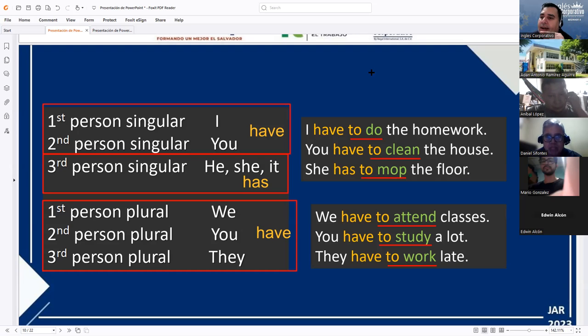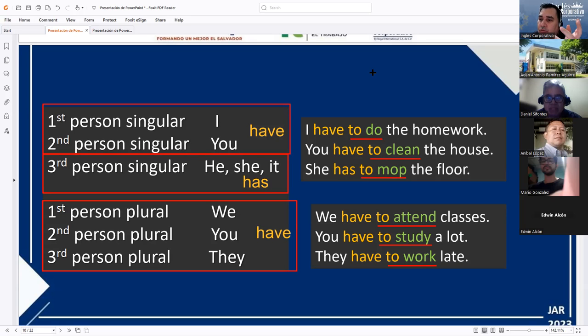This is the equivalent in Spanish of what we say -ar, -er, -ir, right? The ones that we say comer, dormir, hablar. To eat, to sleep, to talk. So then you say to do, to clean, to mop. This is the infinitive. So for that reason, what changes? This part changes.